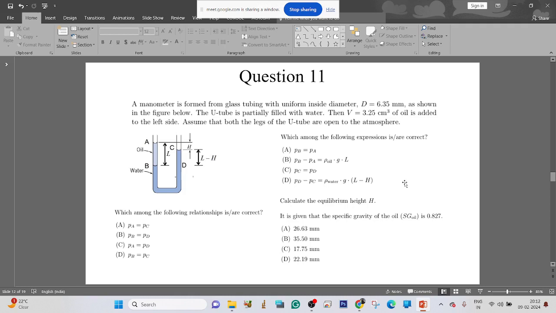Next question. It is given that the specific gravity of the oil is 0.827. Then we need to find out what? We need to calculate the equilibrium height H. H we need to calculate, simple. So you have to do the manometric balance again. Okay, I'll wait for your answer. Then we'll proceed with the solution.